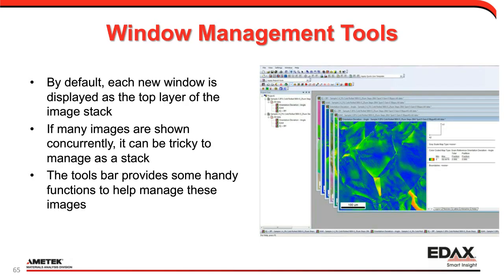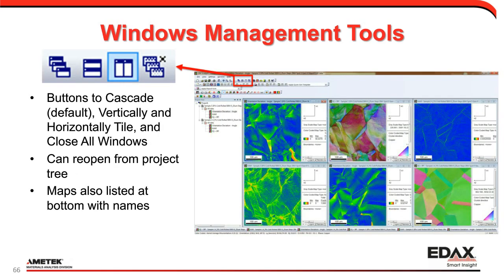This will be a funny one to anyone who's ever seen me give a demo, but as you're creating these different maps, by default they're all displayed as an image stack. So you can start to get lots of maps, and if you get a lot of them, it can be a little bit tricky to pick out each one you want to see and show it. So the toolbar has some very nice tools to help manage these images. This is just a little section of the toolbar here.